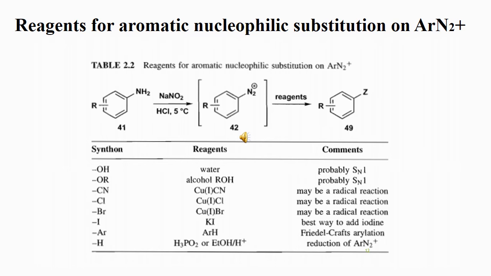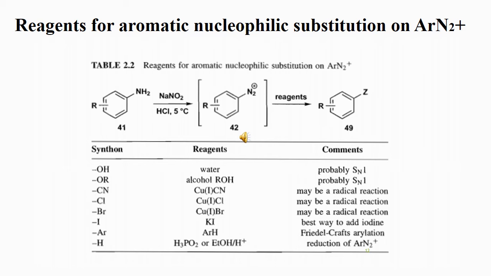For all of these, some comments are given. When the reagents are water and alcohol, this is probably an SN1 reaction. When there are reagents like cuprous cyanide, chloride, and bromide, that can be a radical reaction.